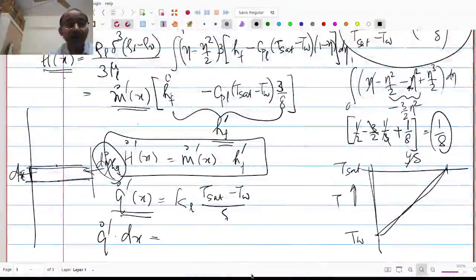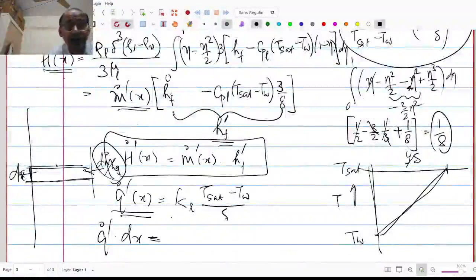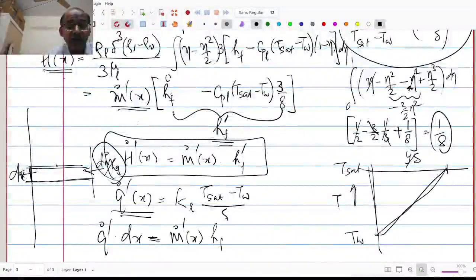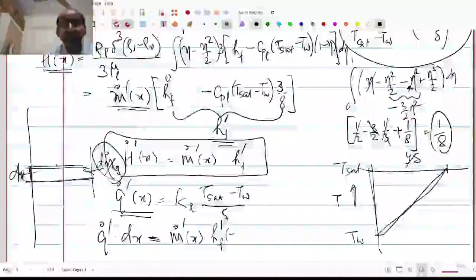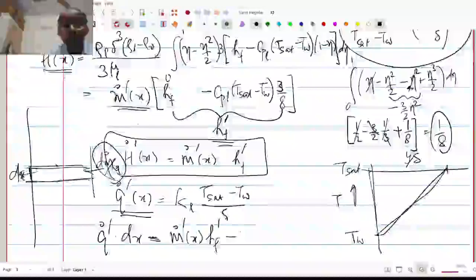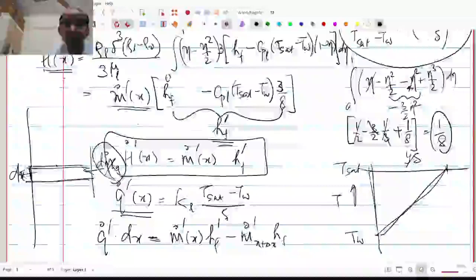Okay, so let us write the expression. This q dot into dx, the energy going out, is equal to the energy coming in from the top, which is m dot prime at x into hf prime at x. hf prime is anyway the same value. Minus m dot prime at x plus delta x into hf prime.